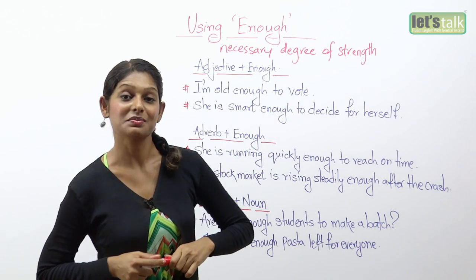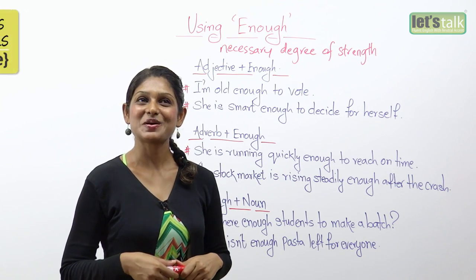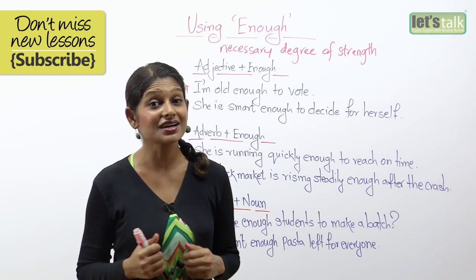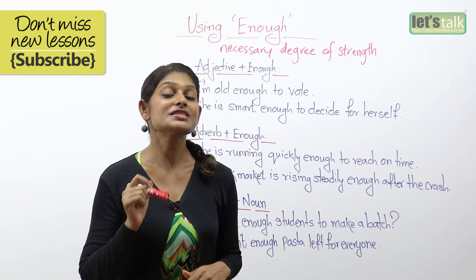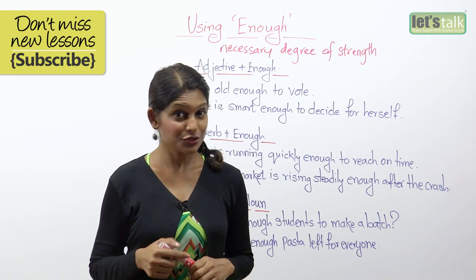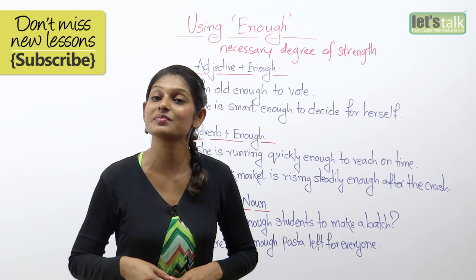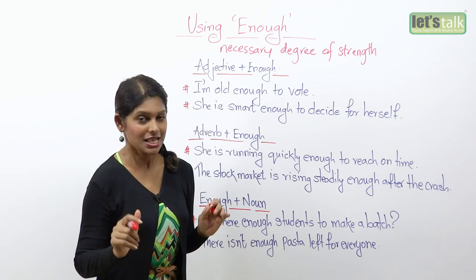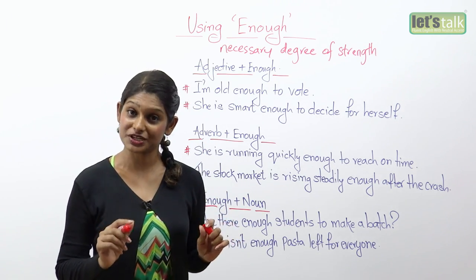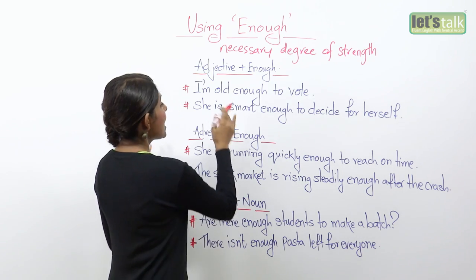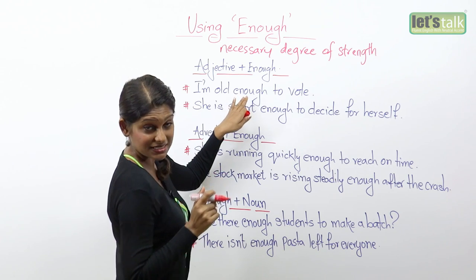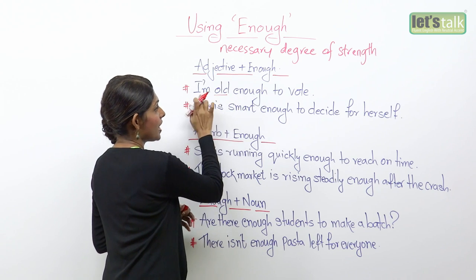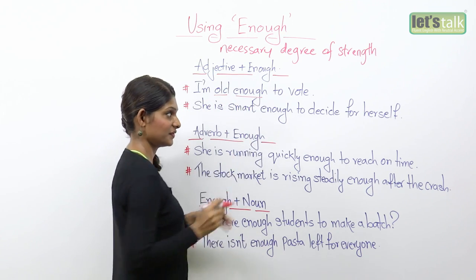Explaining this in an example. I've got a cousin who has just turned 18 and she is very eager to vote, or maybe she's very eager to obtain a driving license. Now, if she was 17 years of age, she would not have been able to vote, or she would not have been able to obtain a driving license. Since she has just turned 18, she's at the right age, the legal age to obtain a license or to vote. So that is how we'll use enough in this sentence. You'll use the adjective first, I'm old, and then you'll add the word enough to vote.